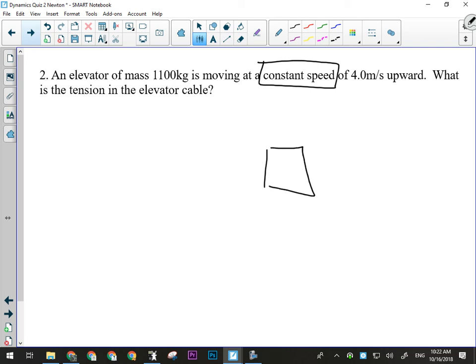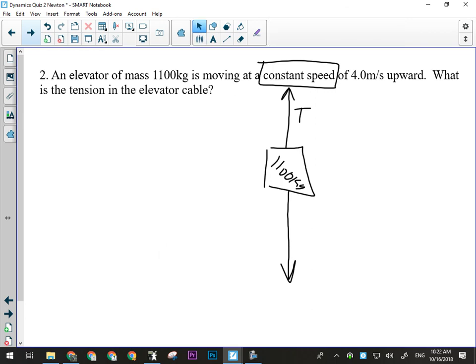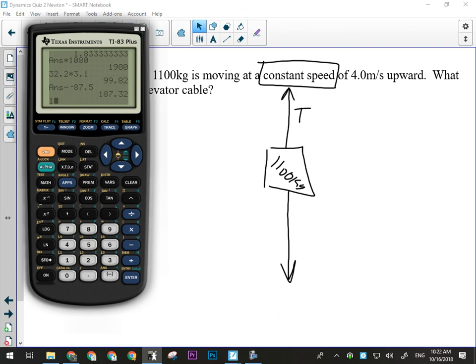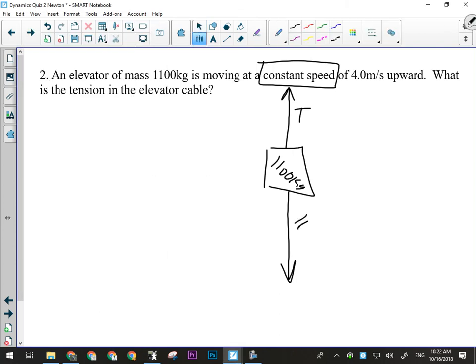So we have an 1100 kilogram elevator. It is being pulled upwards with some unknown tension and being pulled downwards by a force of gravity, which will be calculated 1100 times 9.81, which is 10,791 newtons. 1 mark there, sorry, 1 mark for calculating the force of gravity.